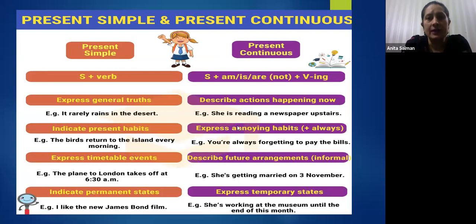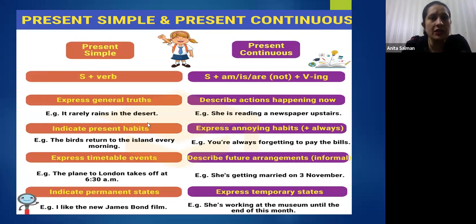Describe actions happening now, right? She is reading a newspaper upstairs. That means at the moment when you're talking, the person you're talking about, she is reading the newspaper. And where is she reading the newspaper? Somewhere upstairs, right? Okay, fine, it's okay. By mistake, you raised your hand.